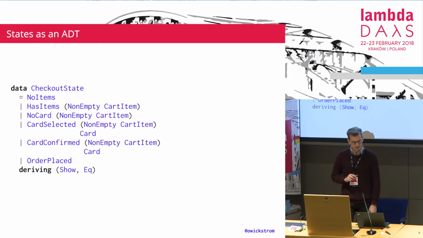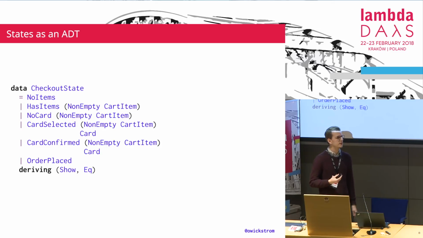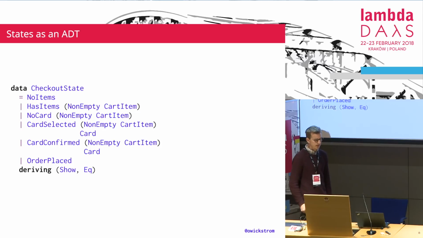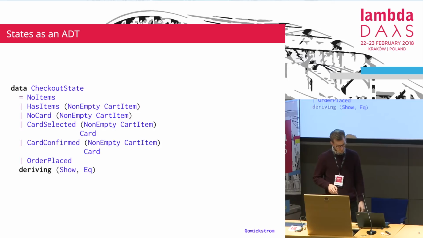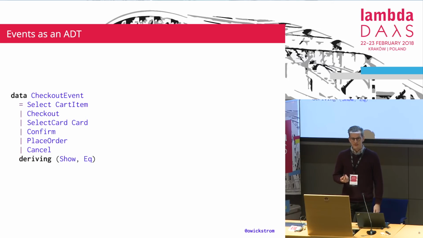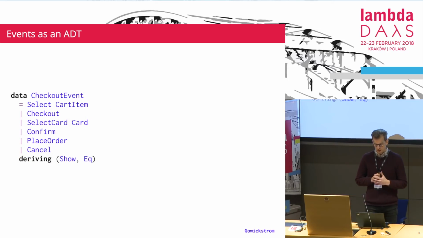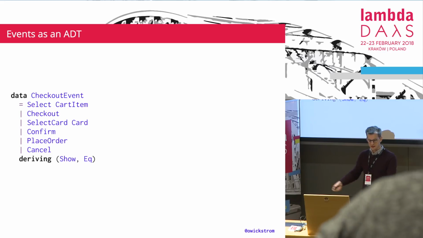Okay, so here's the state data type representing this same state machine. We have constructors for each valid state. Some of them are empty constructors or nullary constructors, and some carry data. Like HasItems has a non-empty list of cart items, and that gets passed through all the way. And when we have selected a card, we also have a card which is passed through. The events are also a data type here. So the checkout event has one constructor for each event. And some events carry data, like when you select a card item, that card item gets passed.